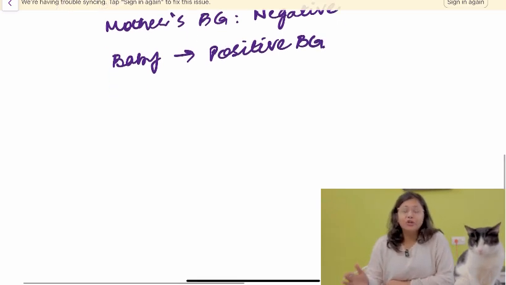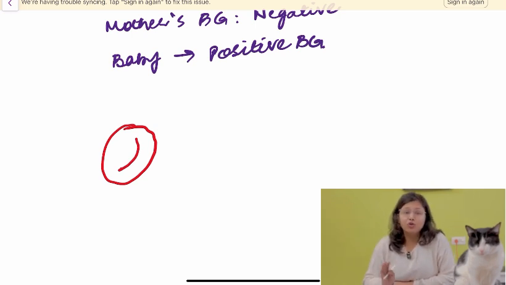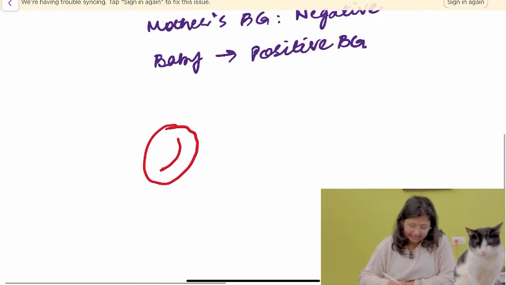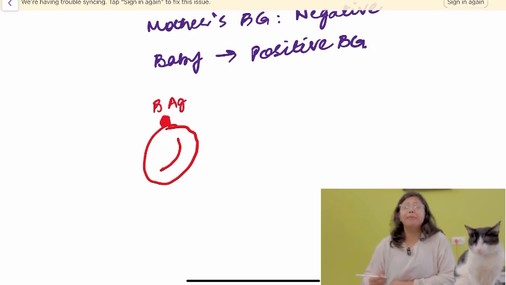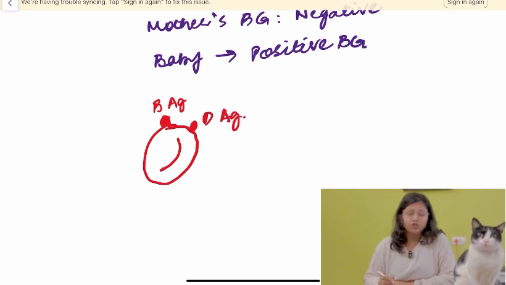So why is this a chapter? Because this may cause a problem. And what is that problem? So this is our RBC. And on the RBC, depending on what blood group you have, for example, my blood group is B positive. What that essentially means is that I have a B antigen coating my RBCs, and I have an antigen that makes it positive. Let's call it D antigen. So if I have a B antigen and a D antigen, it means my blood group is B positive.